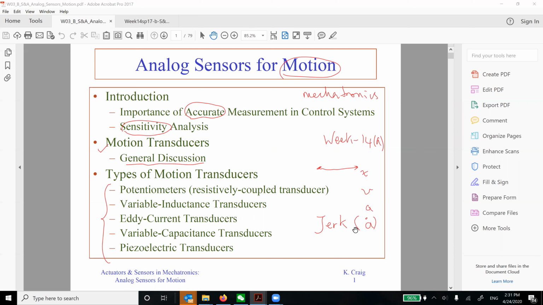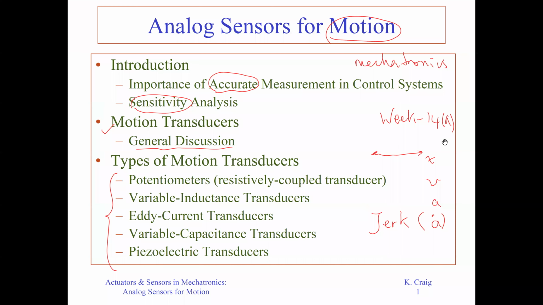So this is the end of week 14. We have 10 people online, but we're going to go ahead anyway. Let me see. So we're going to quickly go through what we talked about last lecture about analog motion sensors. So you can see what we have here.